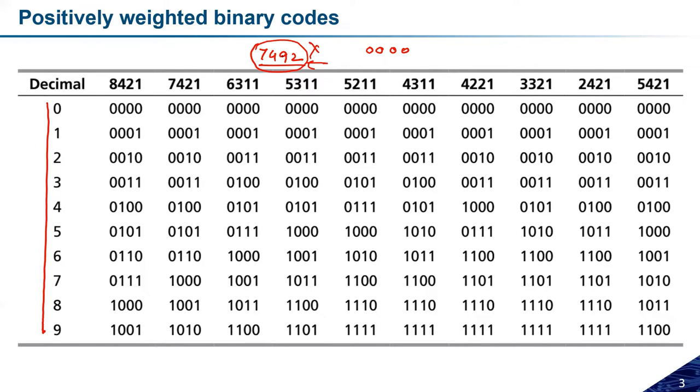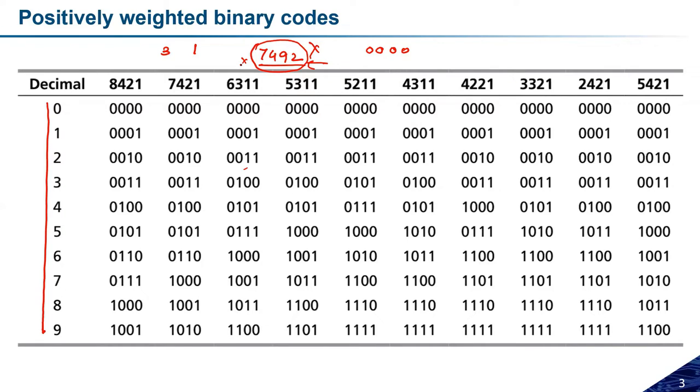So we have to come up with codes by which we can make all the possible combinations of decimals, from 0 to 9. From here, I cannot make 1, and I cannot make the equivalent of 3. 3 is also not possible in this case. So these kinds of codes are not valid. You got the answer?